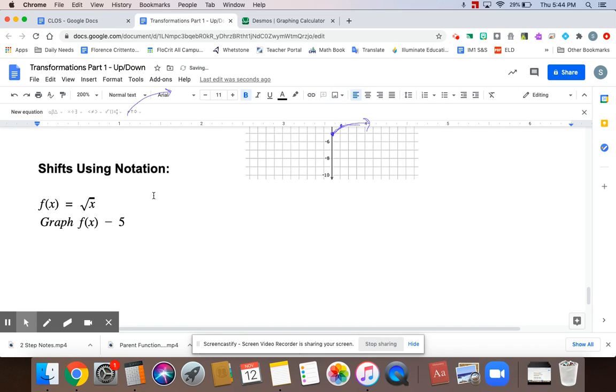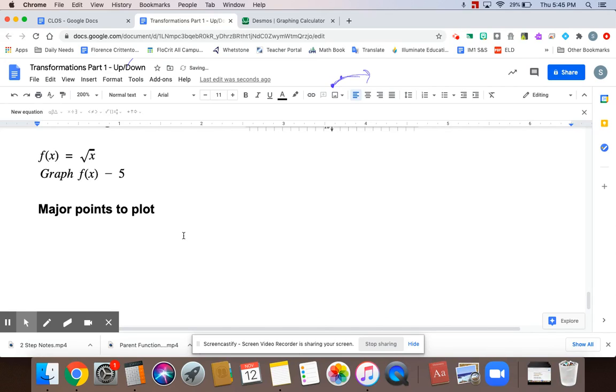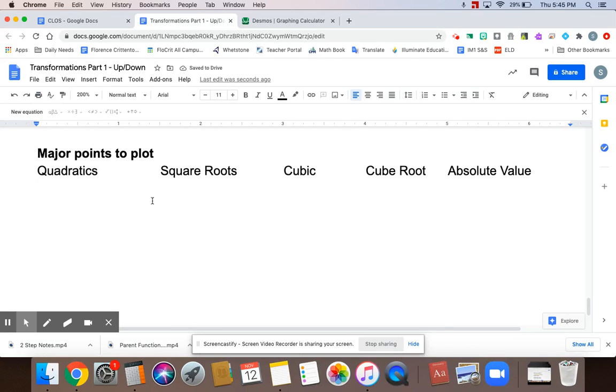So let's talk about the points you have for all parent functions, the major points to plot. The parent functions we're going to be translating are quadratics, square roots, cubics, cube roots, and absolute value. We're not going to be translating linears or constants because you learn linears in year 1 and constants don't really get translated. For these 5, we're going to be graphing them using the transformations.